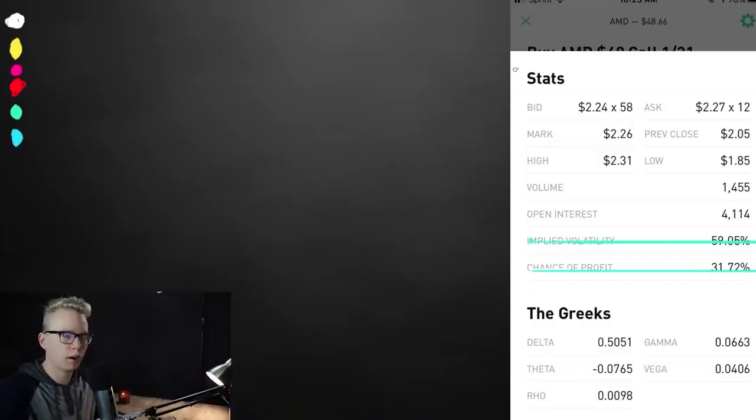It's a new day, so I'm wearing a new shirt. Hair's looking fresh. We are going to look at some option statistics that are very, very important to trading.